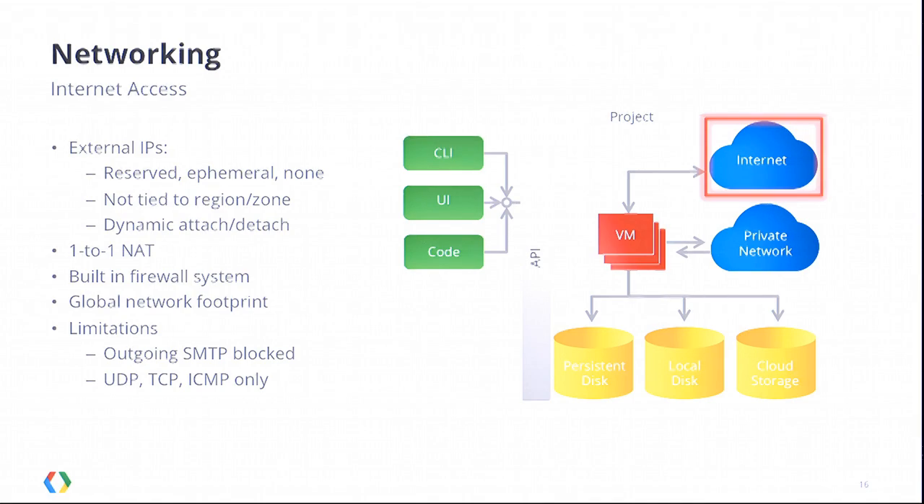And then finally, a couple of limitations I want to mention. We're restricting outgoing email access, SMTP traffic, as an abuse measure. If you have a need for that, we're going to evaluate it on a case-by-case basis. You can do any sort of IP level traffic between instances on the private virtual network, but we're only supporting UDP, TCP, and ICMP for network traffic to the internet at large.